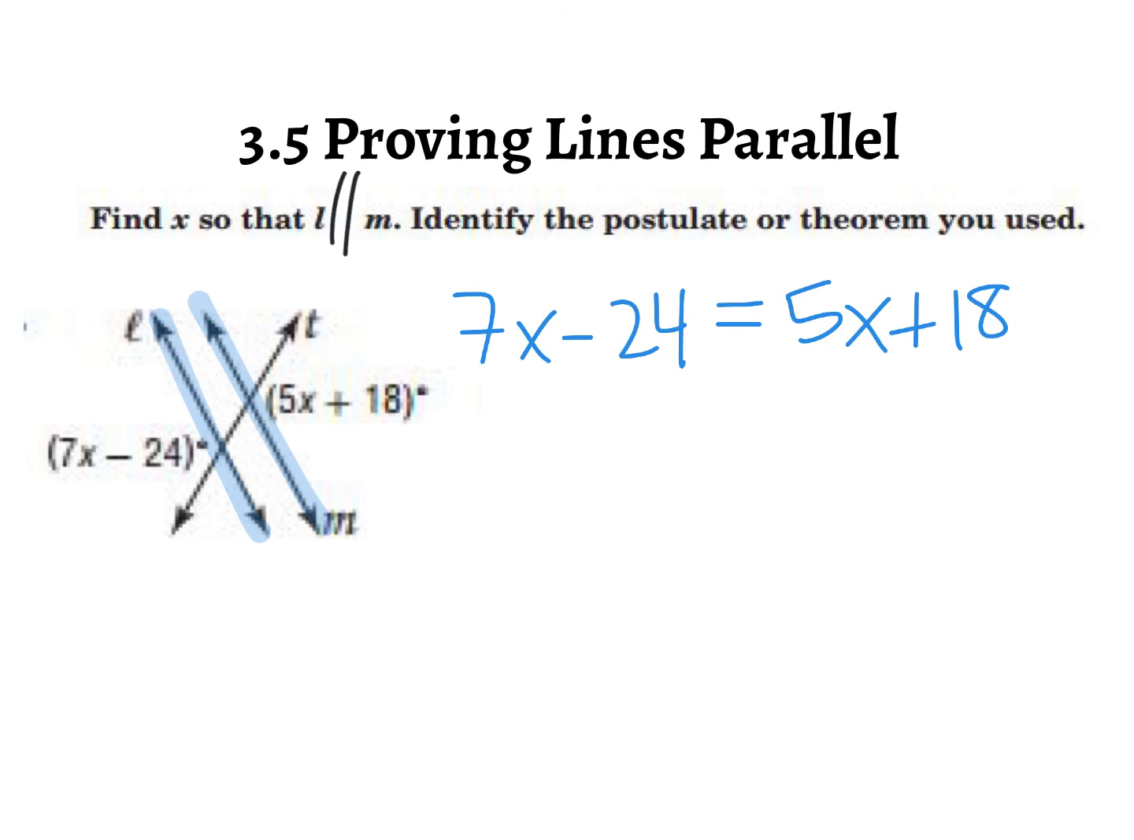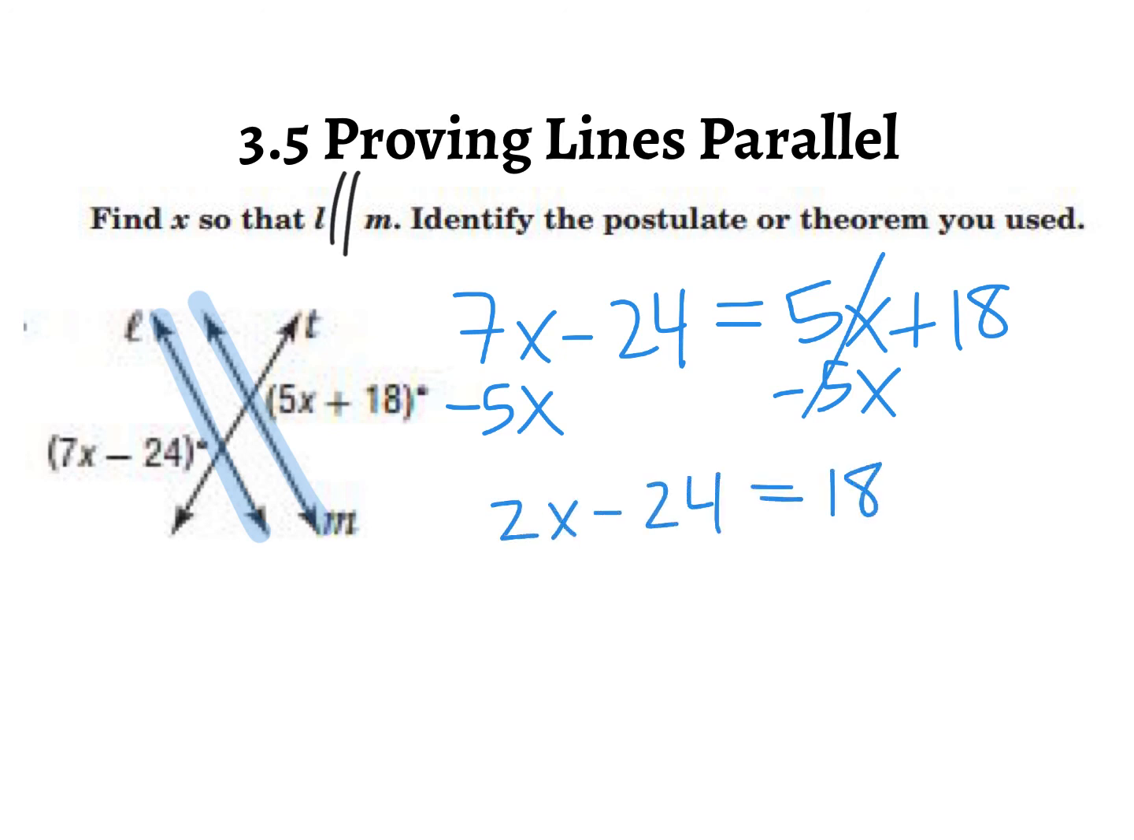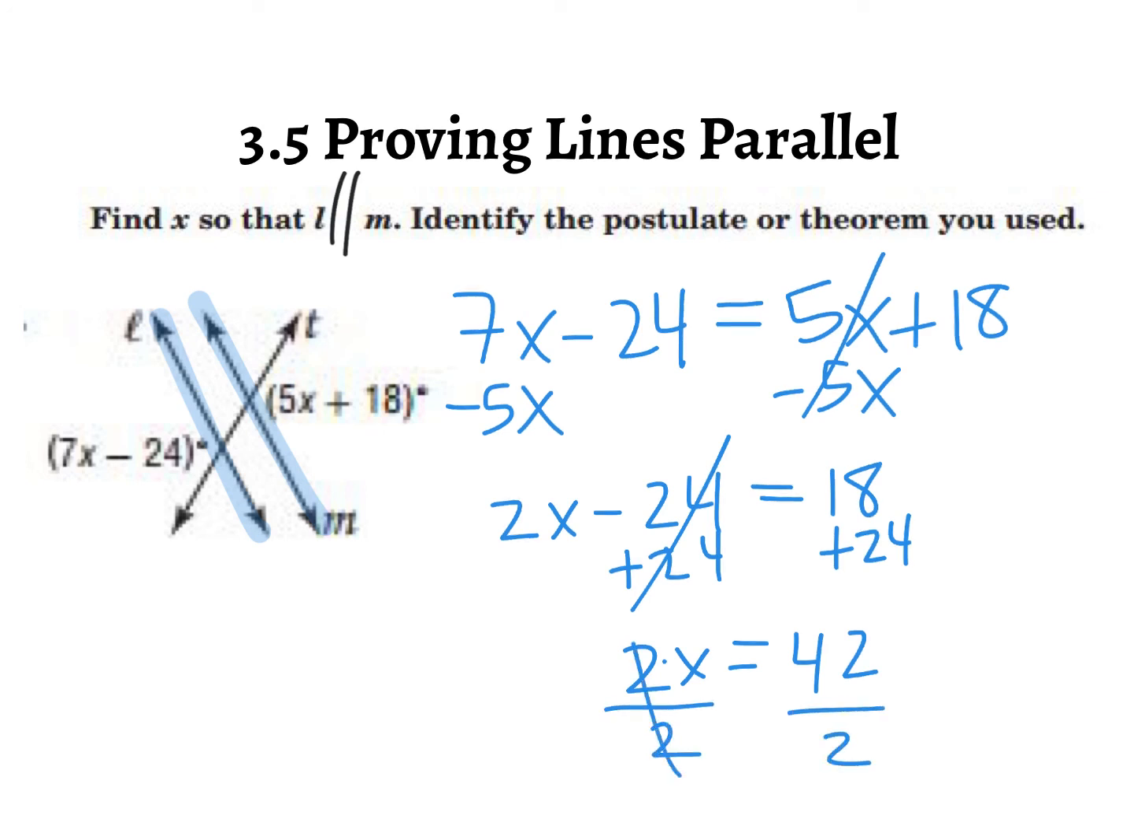So I'm going to move the 5x to the left. So I'm going to do the opposite. Since it's a positive 5x, I'm going to subtract 5x on both sides. I'm left with 2x minus 24 equals 18. Now that the x's are on one side, I move the rest to the right side. So we add 24 to both sides. 2x equals 42. To leave x alone, since we're multiplying times 2, the inverse is to divide. Therefore, x must equal 21.